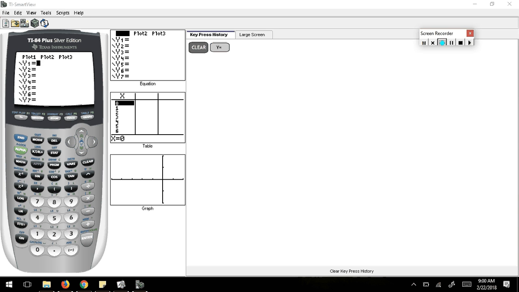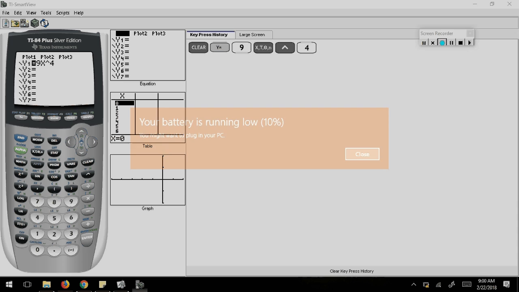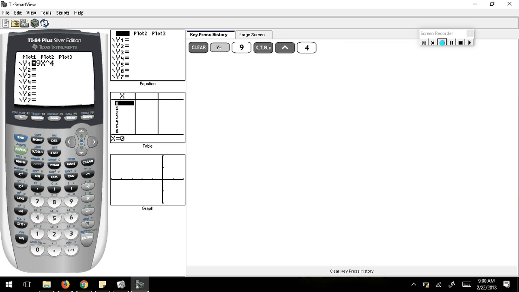All right, y equals, and type the equation in. Now, I had 9x to the 4th, so 9. Your x button is the button here beside alpha. 9x, raise it. This is the button that raises it to a power. 9x to the 4th, plus 3x to the 2nd. What button raises it? The little arrow up button above the division sign.